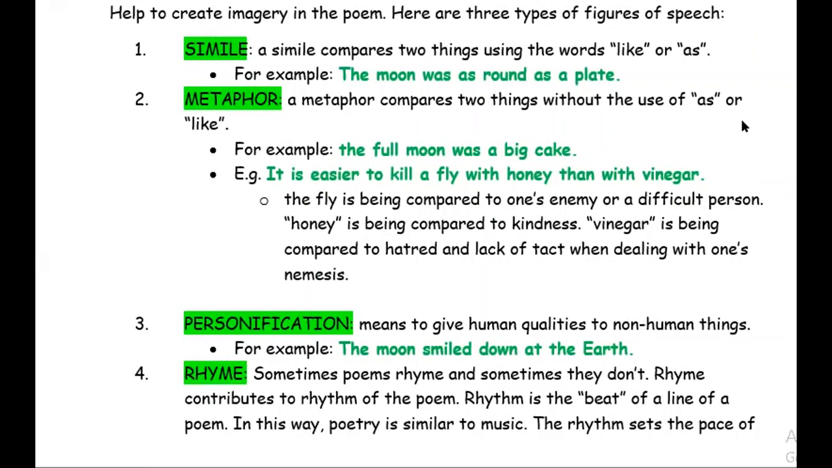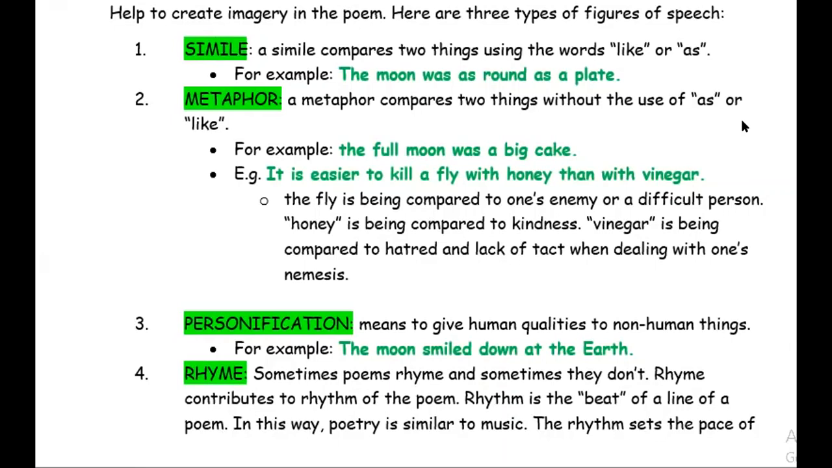Let's look at a metaphor. A metaphor compares two things, right, without the use of as or like. So they're more difficult to kind of pick. For example, the full moon was a big cake, right? In my mind, I see a big cake, I see it being fat, and I can compare the moon to being full, just like the cake.